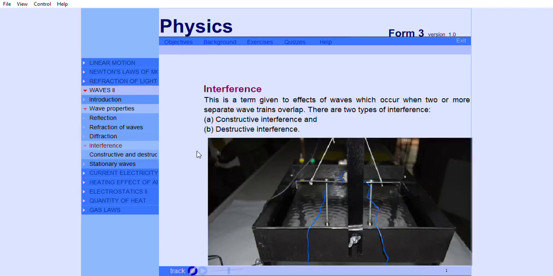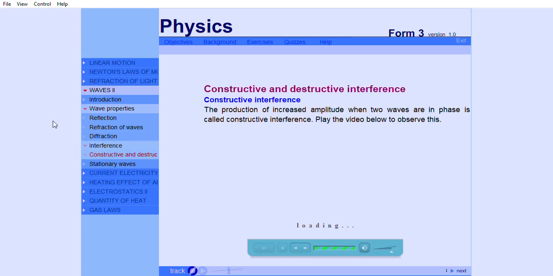Interference. This is a term given to effects of waves which occur when two or more separate wave trains overlap. There are two types of interference: constructive interference and destructive interference. Constructive and destructive interference. Constructive interference. The production of increased amplitude when two waves are in phase is called constructive interference. Play the video below to observe this.